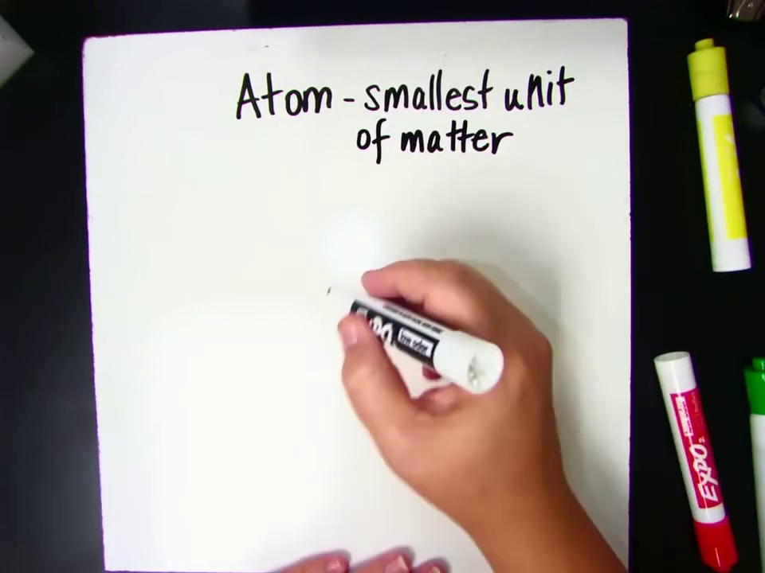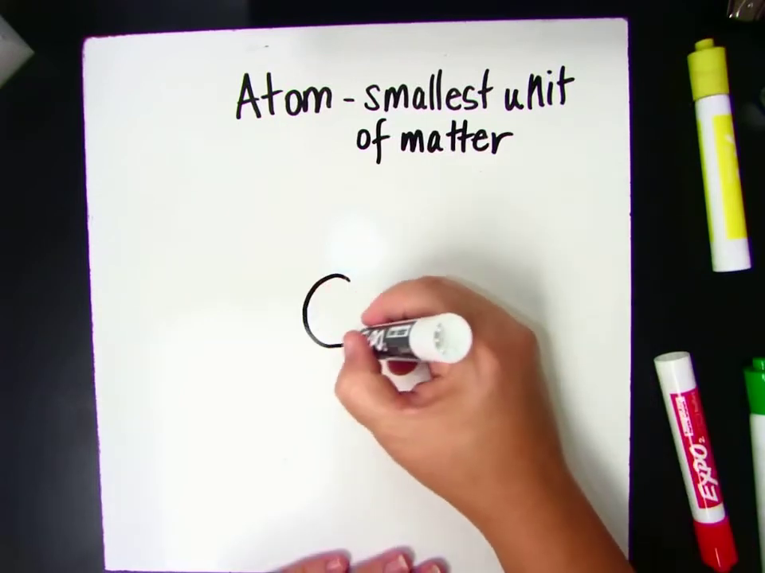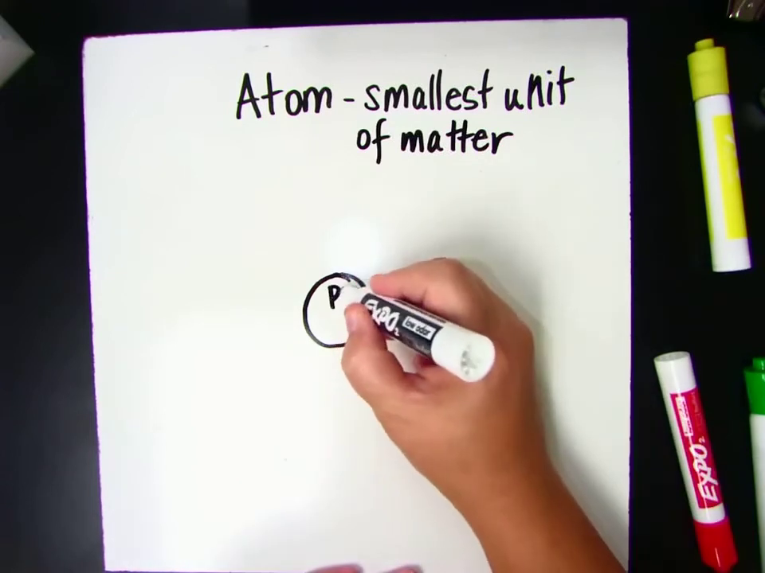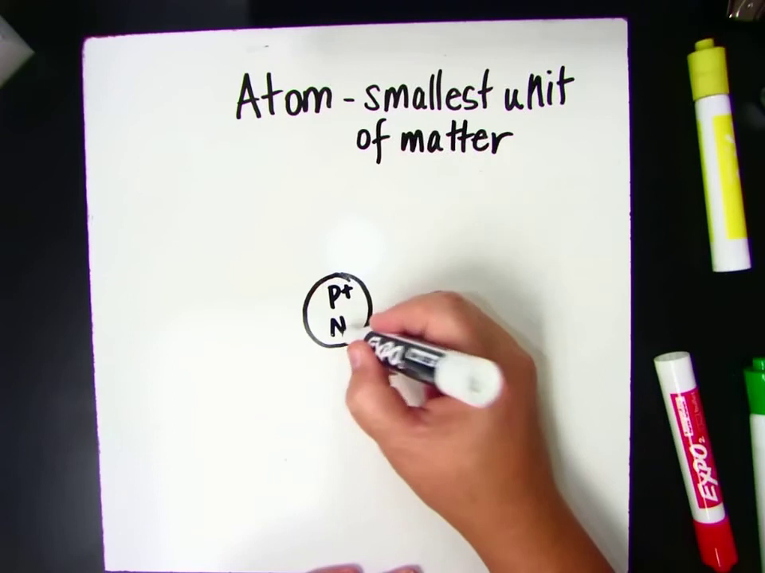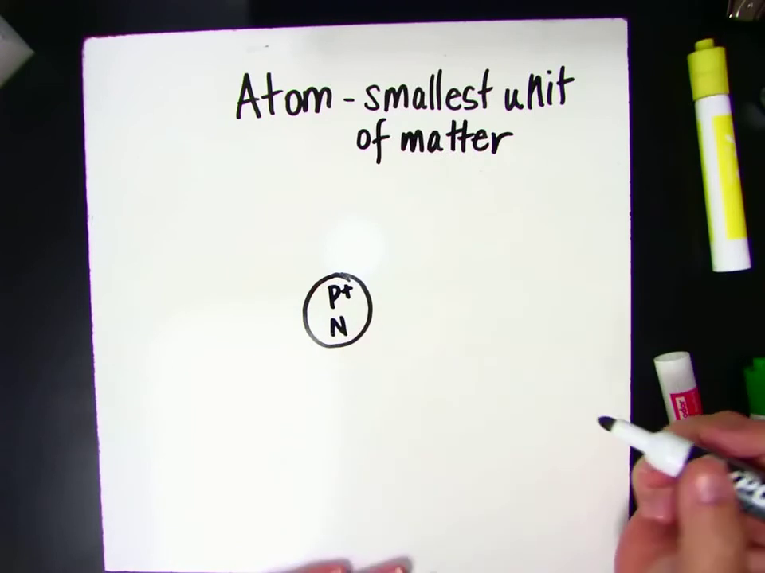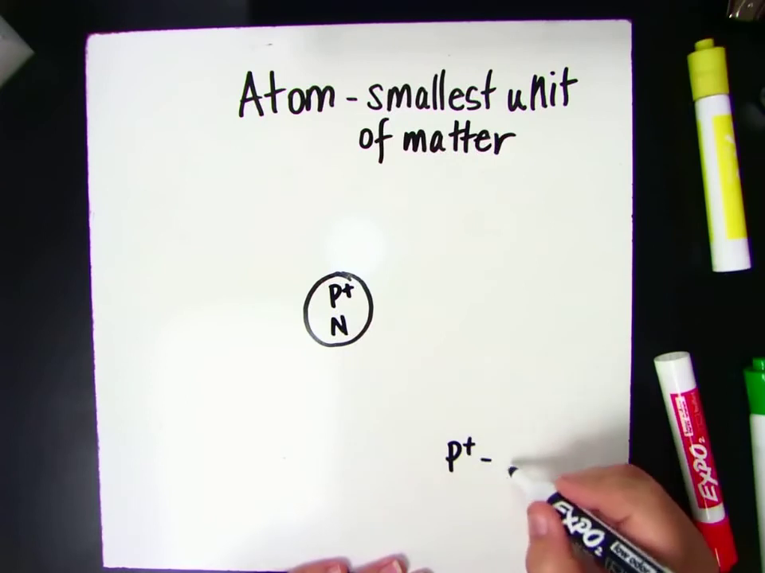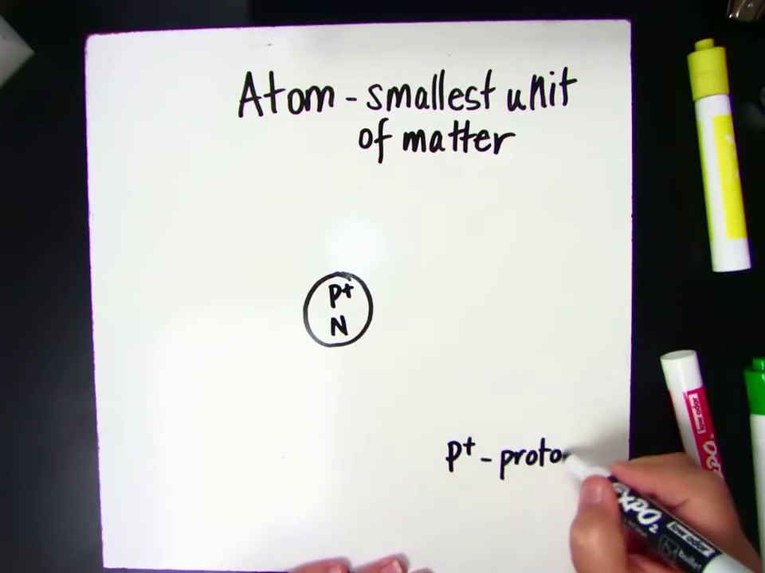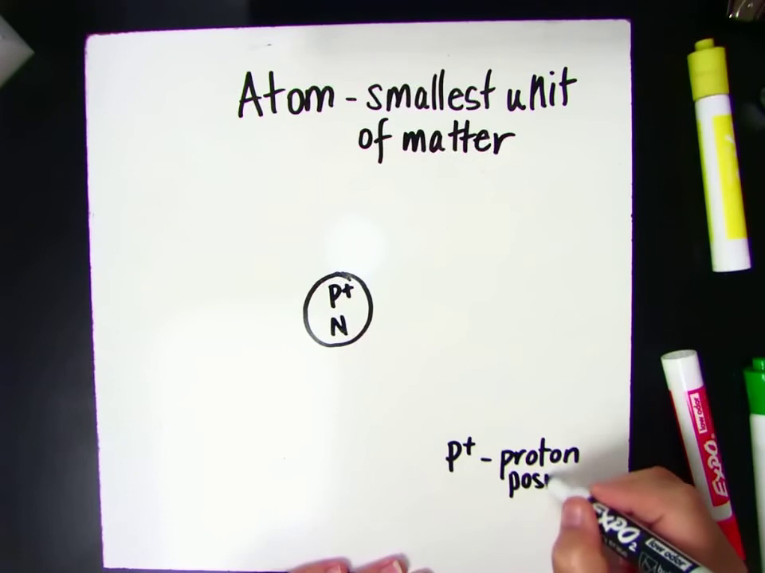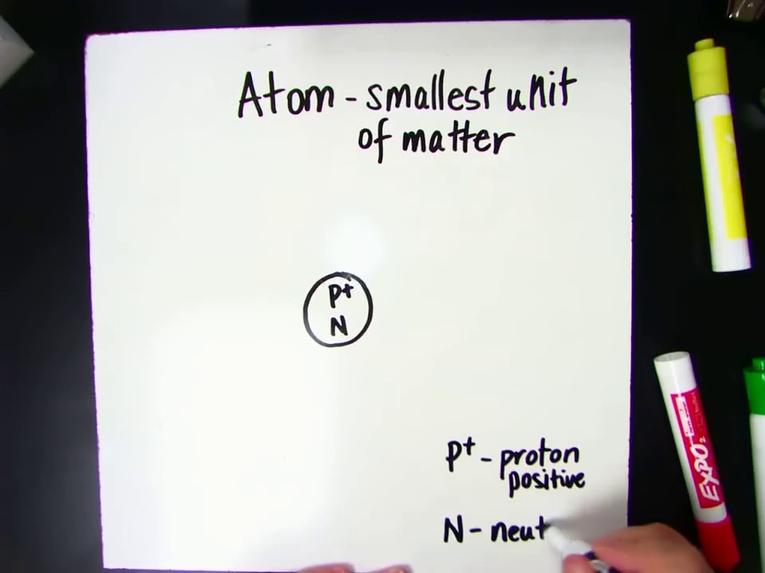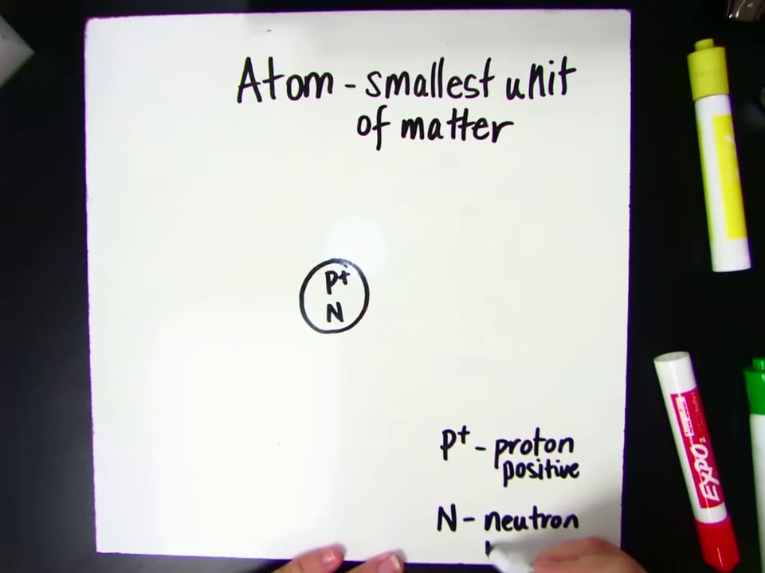And the simplest atom has a nucleus, and in the nucleus is a particle called a proton and a particle called a neutron. And a proton is a positively charged particle, and that's why I draw it with a P+, and that's a proton, and it is positively charged. And the neutron is not charged at all, and that's why it's called a neutron, because it is neutral.